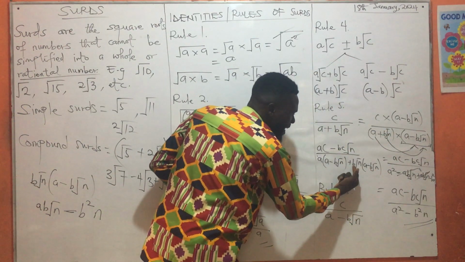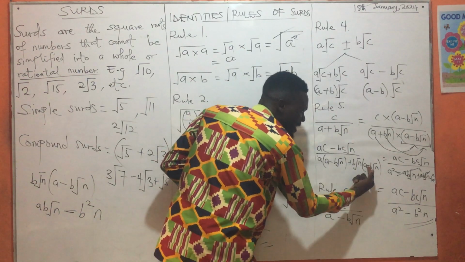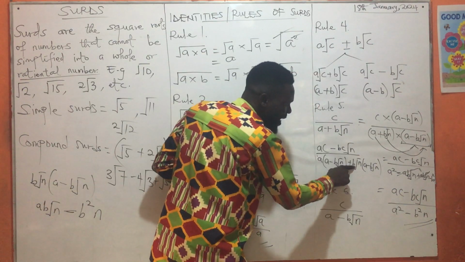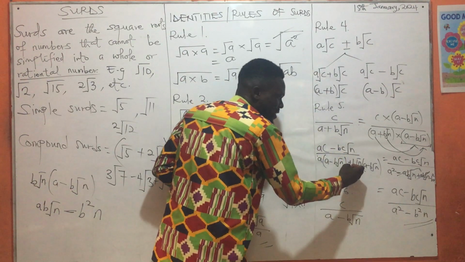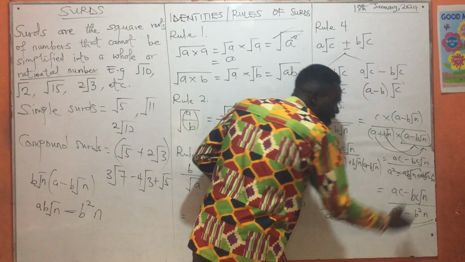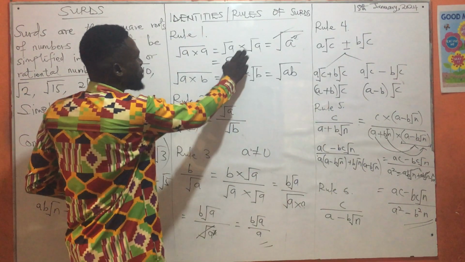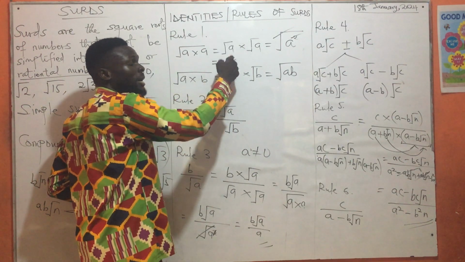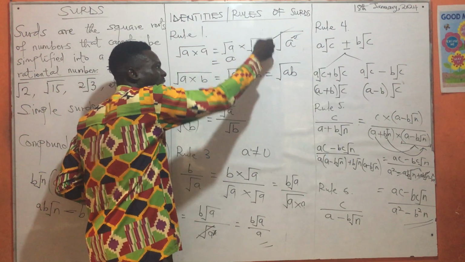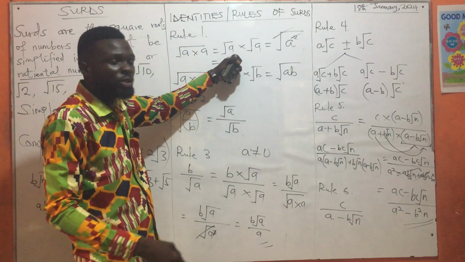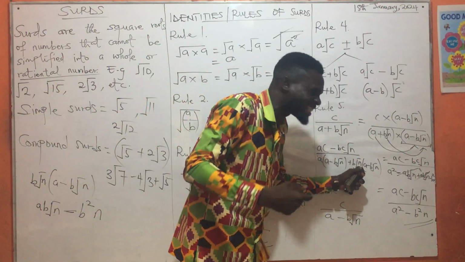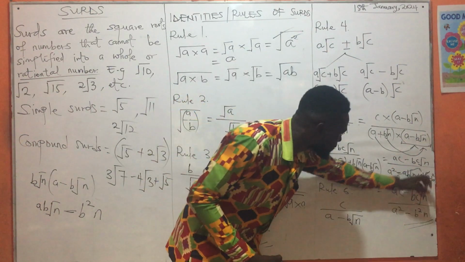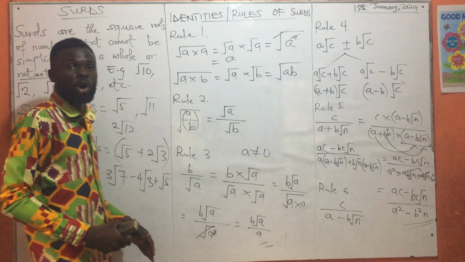Then you have B√n times negative B√n. The sign becomes negative. Now B times B is B squared. √n times √n will give you n because of this rule. It says if you have a square root of a number times the same number in a square root, it should give you the number. So square root of n times square root of n will give you n. Simplifying will give you this as your answer.